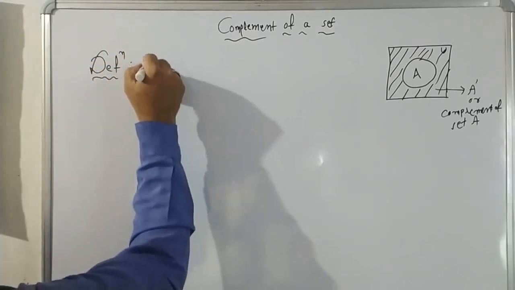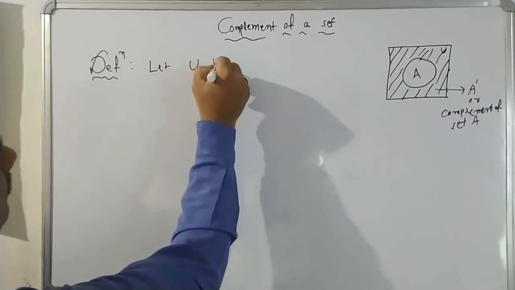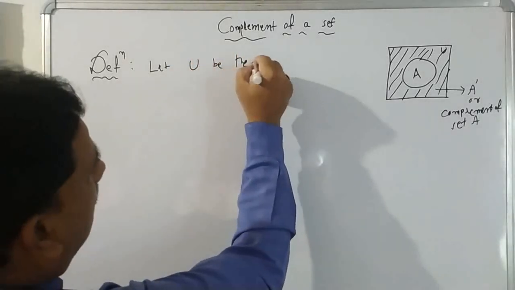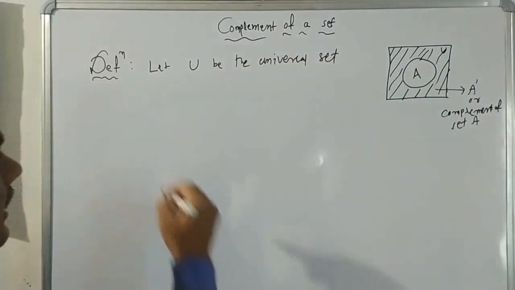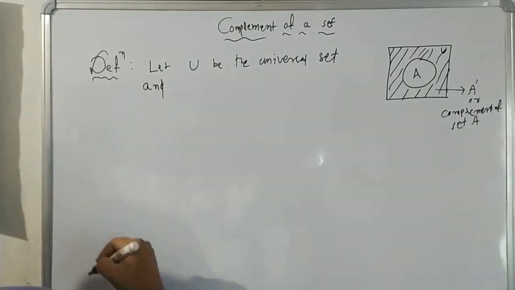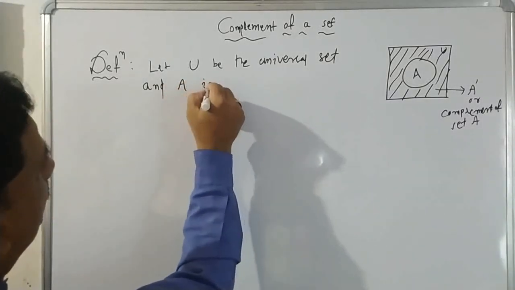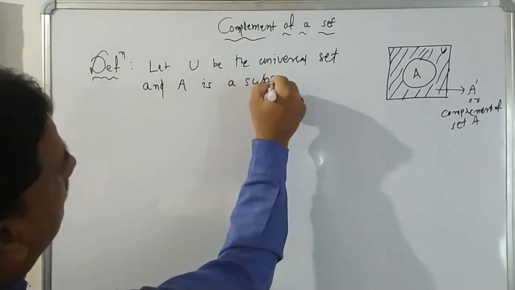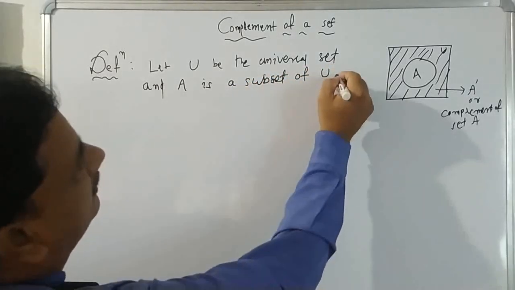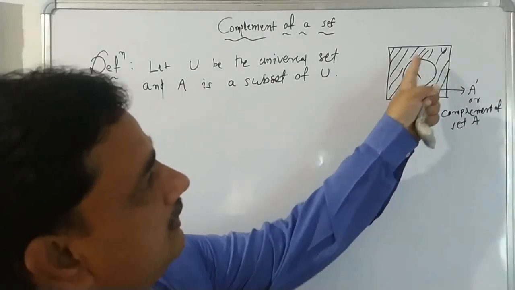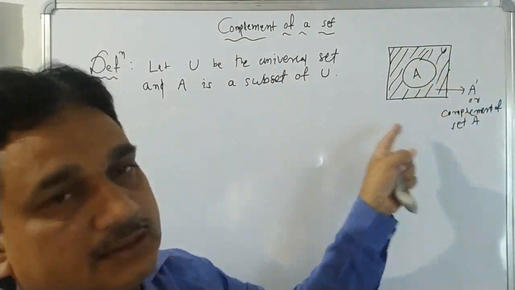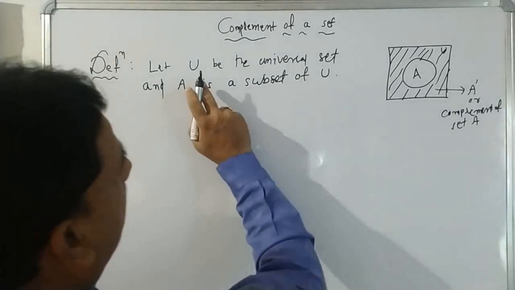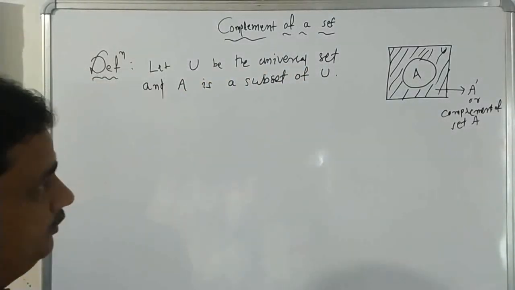So let us define. Let U be the universal set, and A is a subset of U. Okay, so in the universal set, A is a subset of U because all the elements of A are there in U. Let U be the universal set and A is a subset of U.